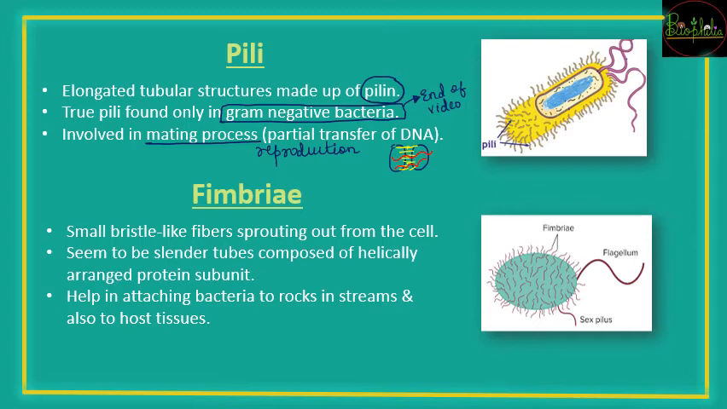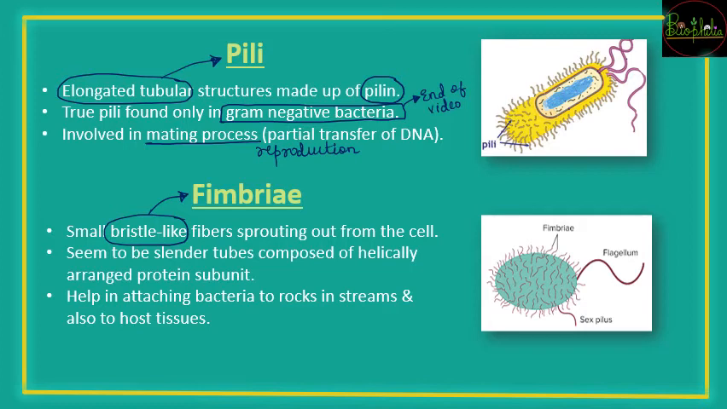Then the next structure, that is fimbriae. Fimbriae kya hote hai? Fimbriae are going to be small bristle-like structures. So this bristle-like is going to be important to understand about fimbriae. And here in pili, the elongated tubular is going to be the key point to understand ki wo pili ki baat kar rahe, because sometimes in MCQs, in the starting MCQs, you can see that elongated tubular structures kaun hai, wo pili hai, aur small bristle like description aaya to wo kaun honge, fimbriae.